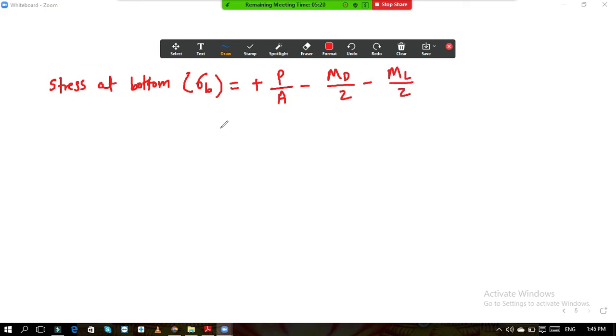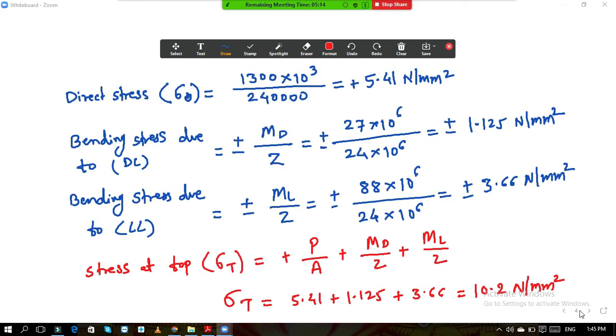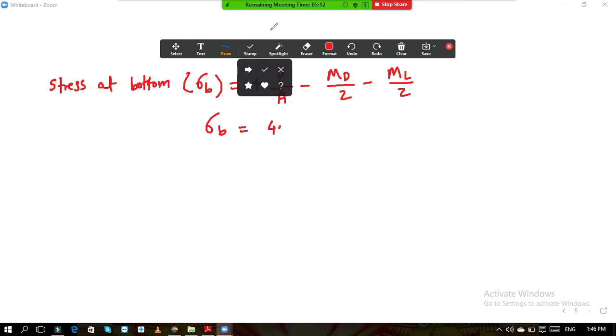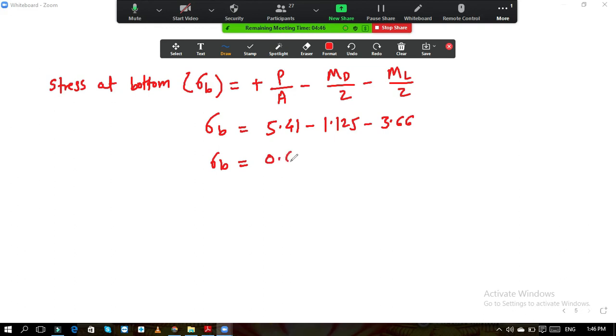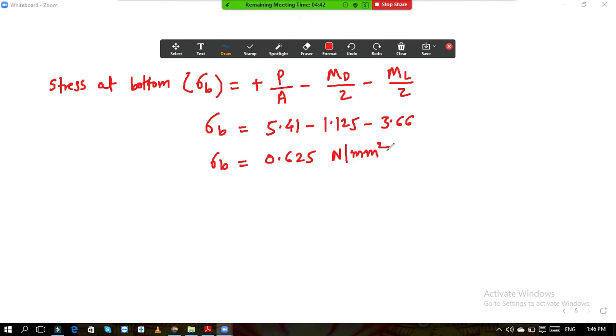Okay. So sigma b is equal to P by A, how much is it? 5.41. So it is 5.41 minus 1.125 minus 3.66. So sigma b is equal to 0.625 Newton per mm square. So this is the value.